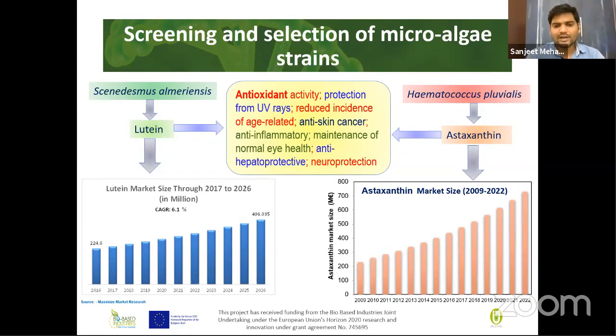The CAGR is a little bit high for astaxanthin as compared to lutein, because astaxanthin has several applications in nutraceuticals and pharmaceuticals. Also, astaxanthin and lutein based nutraceutical products are available in the market.